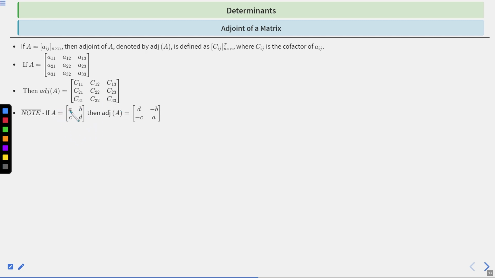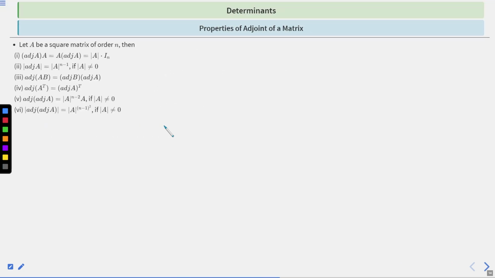Note, if A is [a, b; c, d], then adjoint of A, you can remember this. This is calculated by this method. You can remember for a 2 into 2 matrix: a and d will change their position, and b and c will stay in the same position but change sign only. So a and d change their position, and c and b change their sign only, not position. So you can remember this. Clear? Next, properties of adjoint of a matrix.